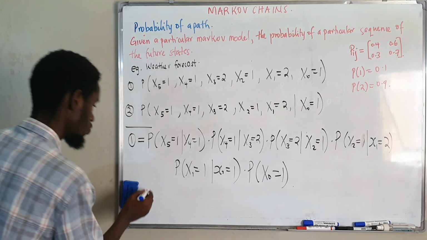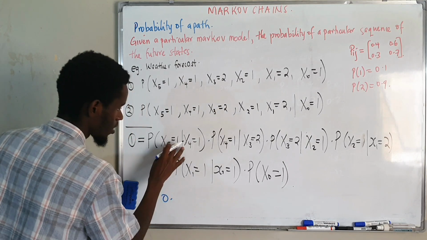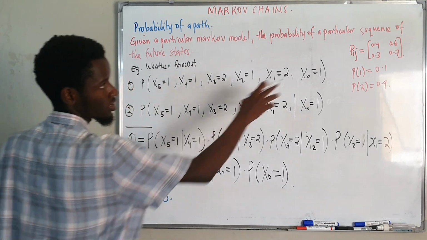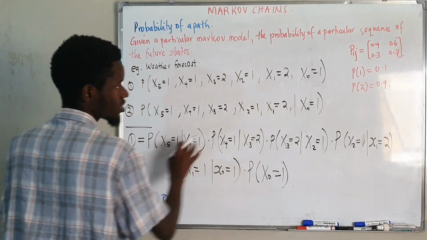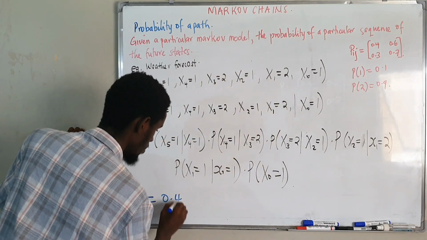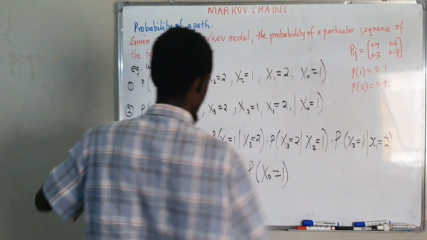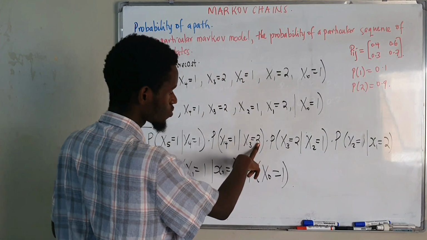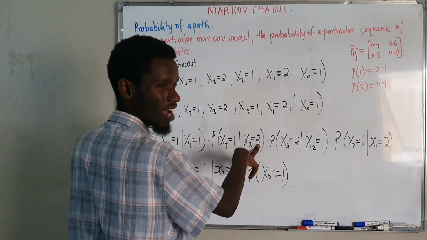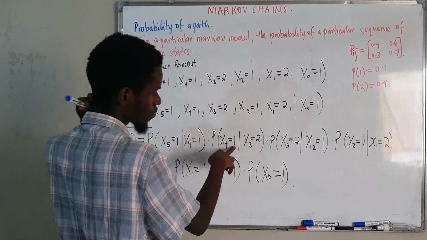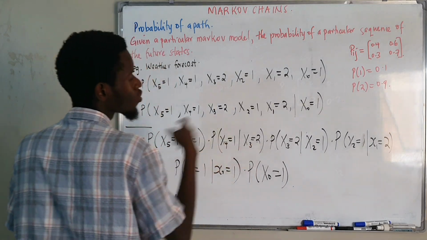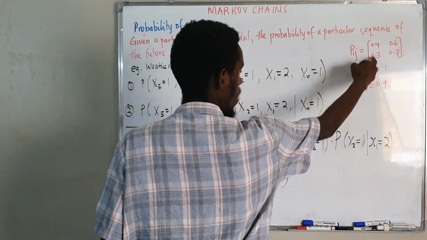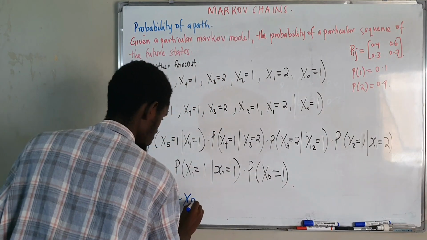My answer here is going to be 0.4, coming from 1 to 1. The probability of going from 1 to 1 is 0.4 from our probability matrix Pij. Now I'm coming from 2, so the current is 2 and the future is 1. I'm coming from 2 to 1. 2 to 1 is 0.3, times 0.3.